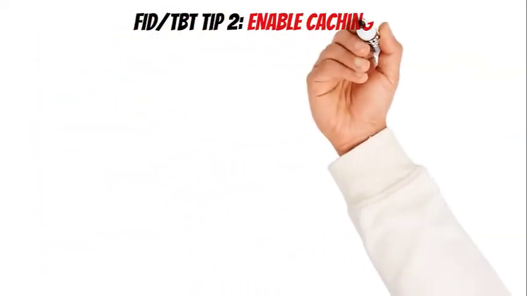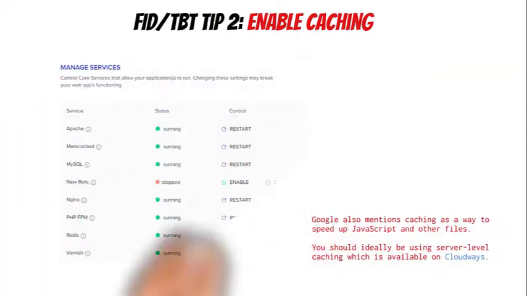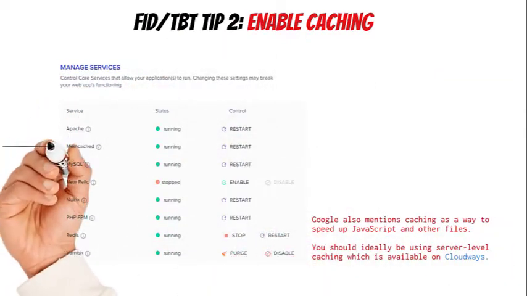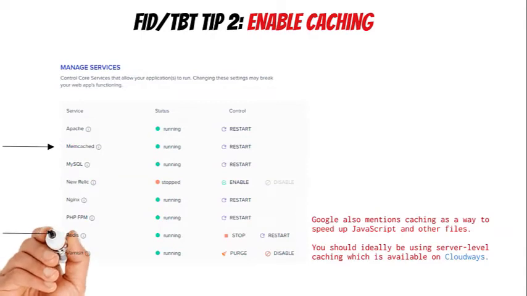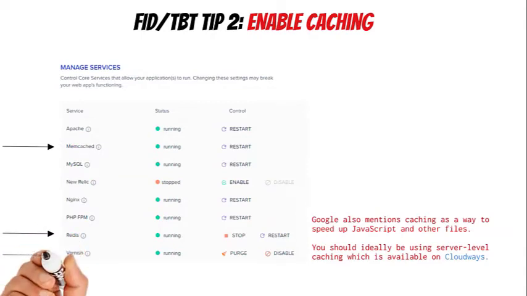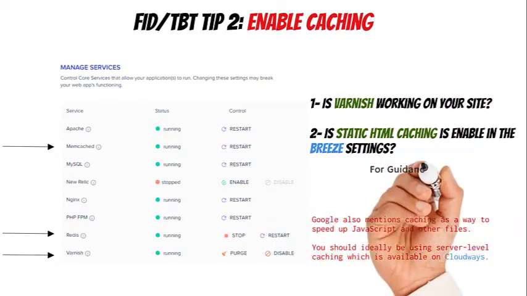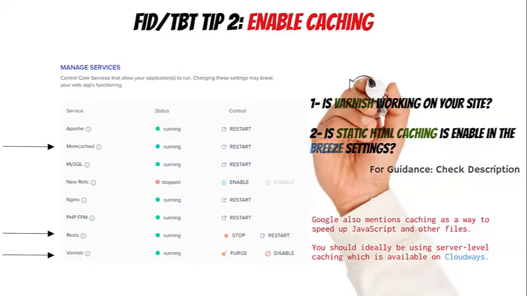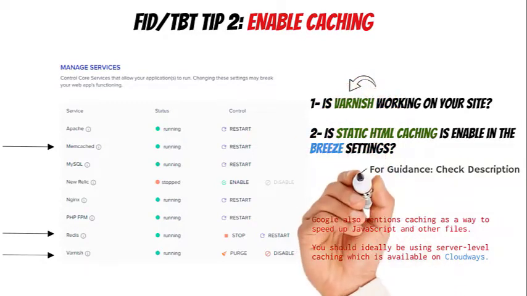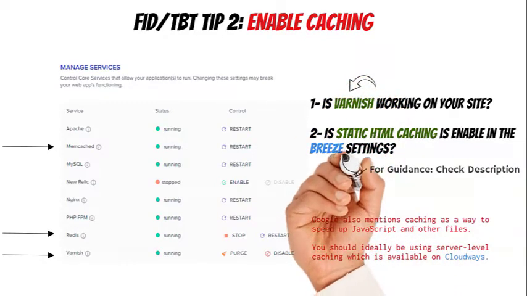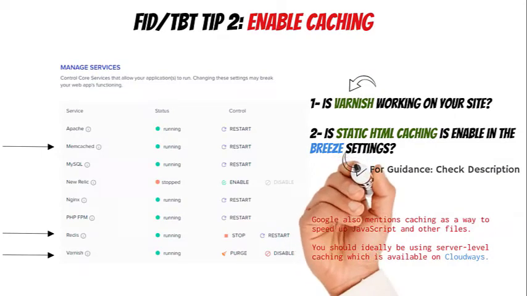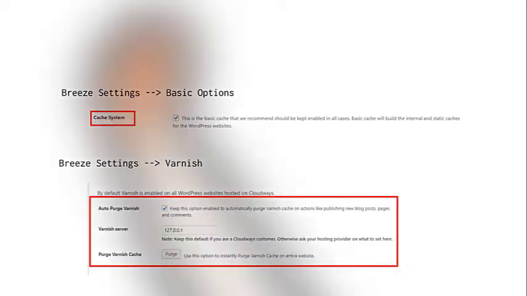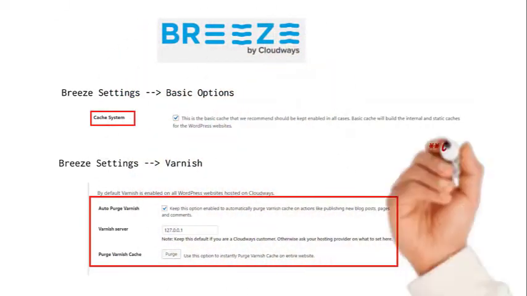Tip number 2. Enable caching. I would recommend caching content on the server as much as possible. You just need to validate these 2 areas. 1 is Varnish caching on your site. 2 is HTML cache is enabled in your Breeze settings. You can simply follow the links given in the description to learn how to validate the above methods. The idea behind enabling caching is to try not to rely on client-side JavaScript frameworks to render the same content for everyone again and again.